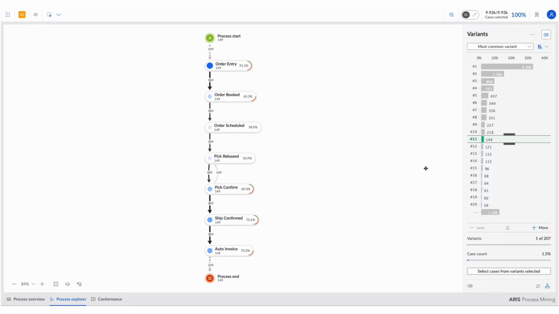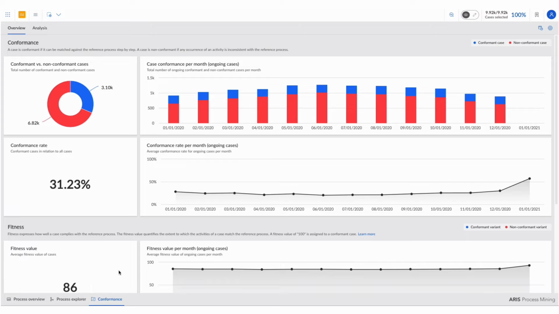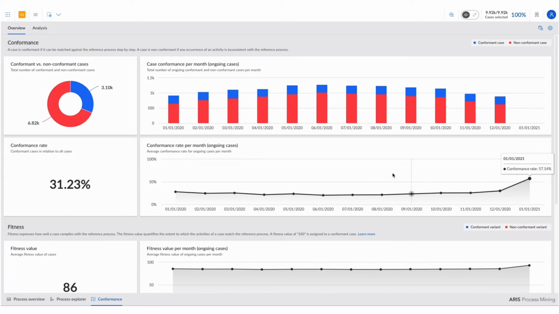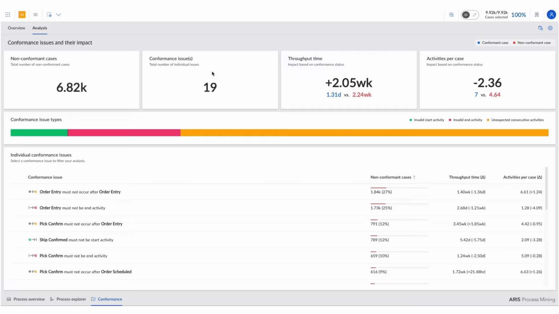So how can we measure whether our process flows as required or not? This is where conformance rate comes into play. In the next part of this analysis, we can observe how conformant our cases are to the reference process. We can see that our order-to-cash process has a conformance rate of 31% on average throughout the year, whereas it reaches 57% at the end of the year. We have 19 individual conformance issues, and for cases with those issues, throughput time increases by an average of 2 weeks. It's a dramatic difference that shows us the importance of process standardization.